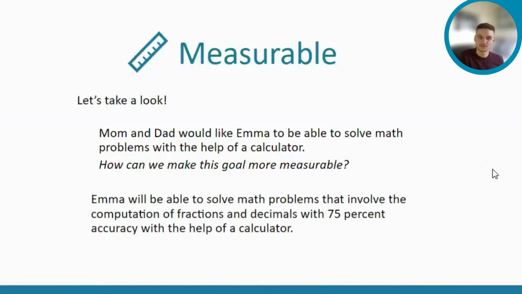I also have an example for this one. So let's take a look. Mom and dad would like Emma to be able to solve math problems with the help of a calculator. How can we make this goal more measurable? Emma will be able to solve math problems that involve the computation of fractions and decimals with 75% accuracy with the help of a calculator. We didn't change anything else about the goal, really, but identifying that metric. So when she's using a calculator, she should be able to solve problems with fractions and decimals with 75% accuracy, or 3 out of 4 times. So that is our measurable piece. That's how we're tracking progress.